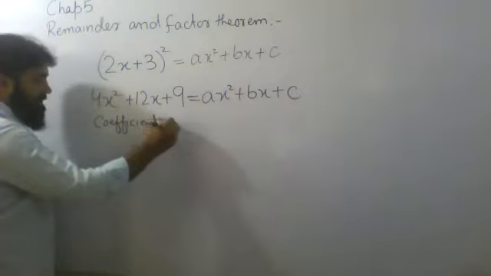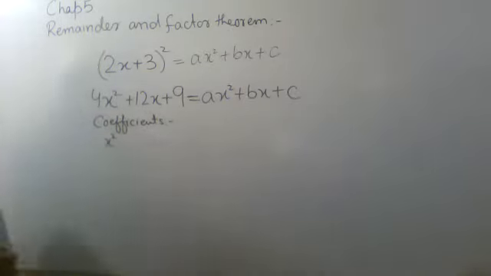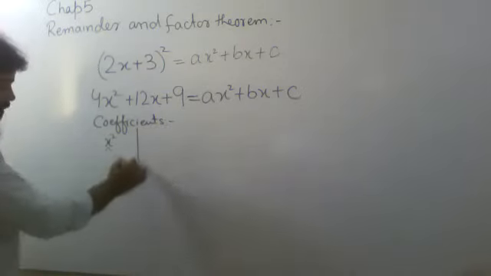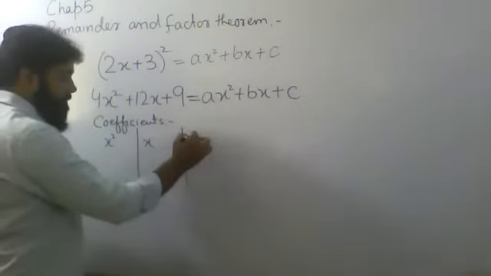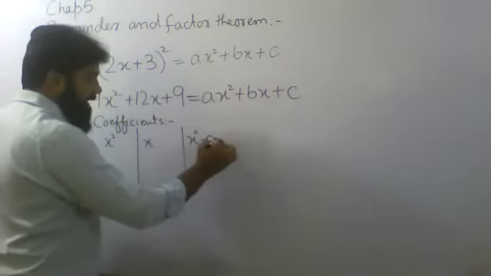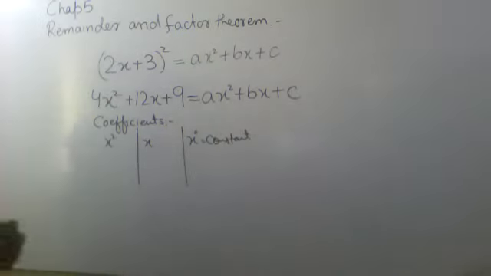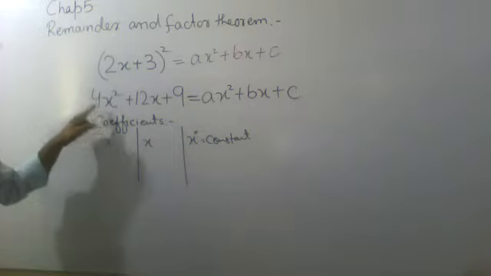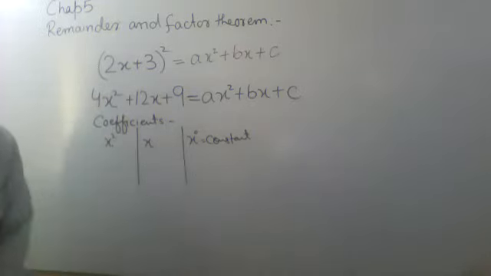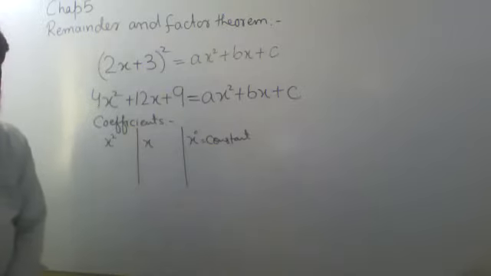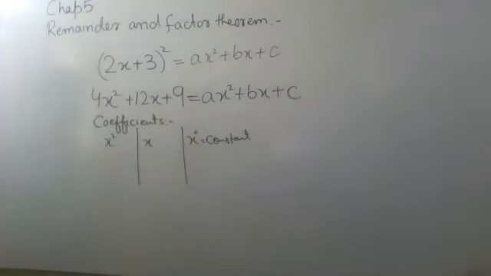Let's compare coefficients. Compare the coefficient of x square, the coefficient of x, and the coefficient of x to the power 0, which you can also write as the constant. First of all, I said both of them are equal. How can I say that they are equal? I have checked a few things. What are those few things?